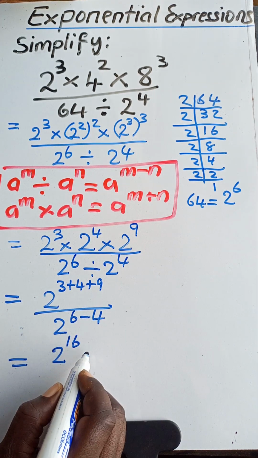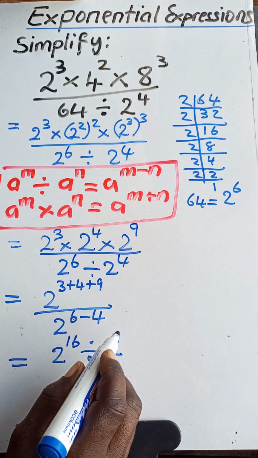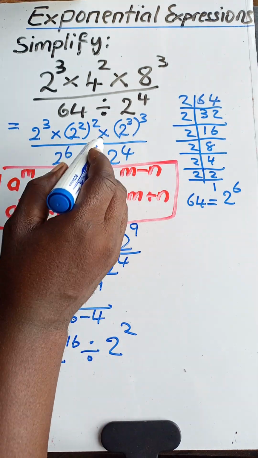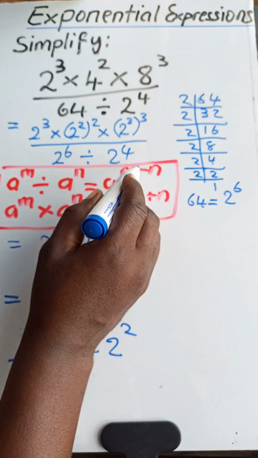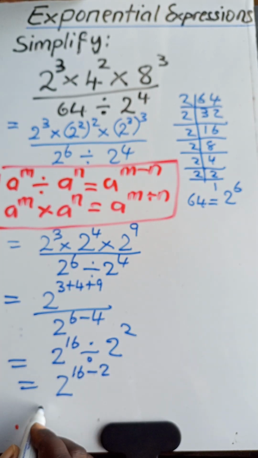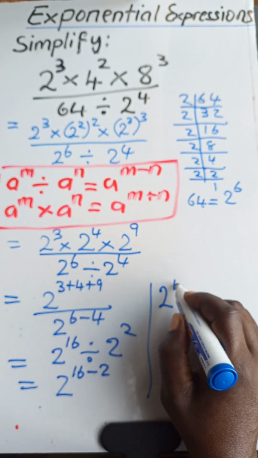This long line means division, so let's write it as such. Divided by 2 to the power 6 minus 4 is 2. Now, we apply the law of division again. The law of division says we subtract the powers. It becomes 2 to the 16 minus 2. This gives us 2 to the power 14.